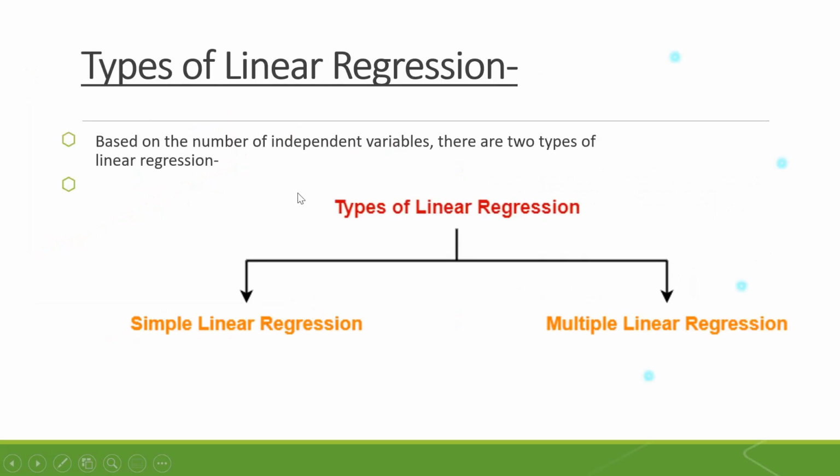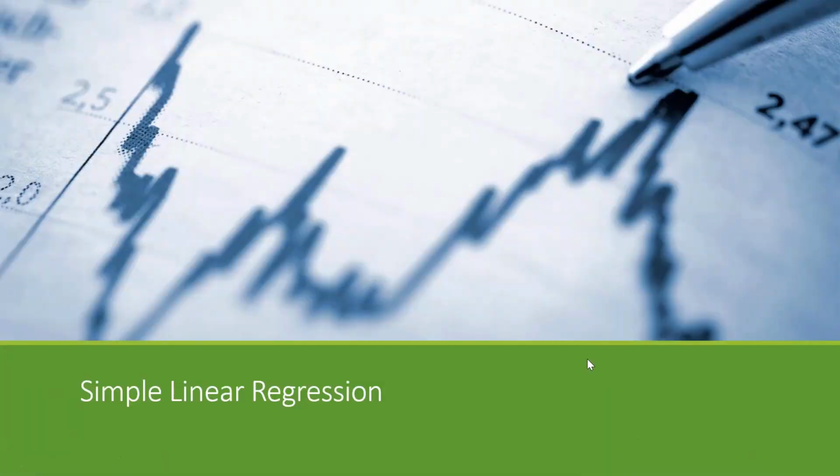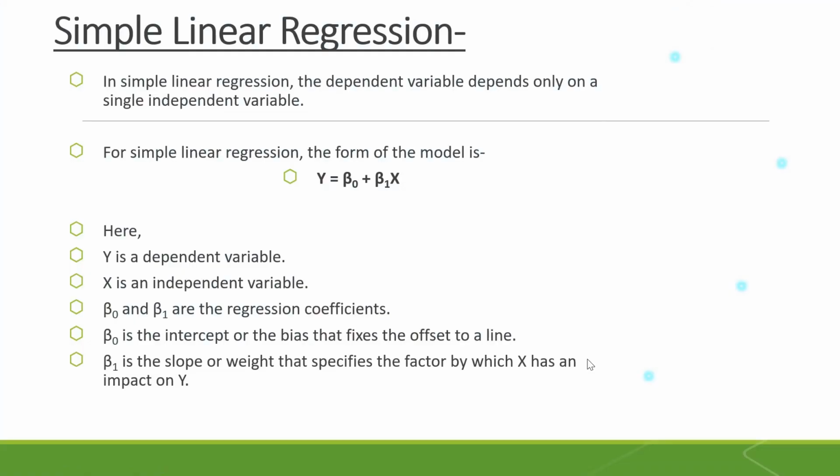What are the types of linear regression? There are two types: simple linear regression and multiple linear regression. What is simple linear regression? The dependent variable depends only on a single independent variable.